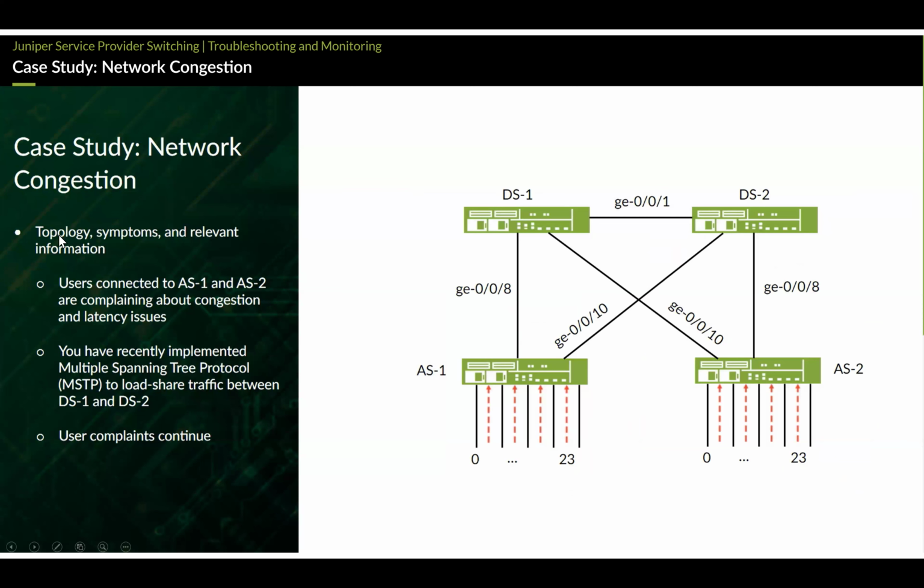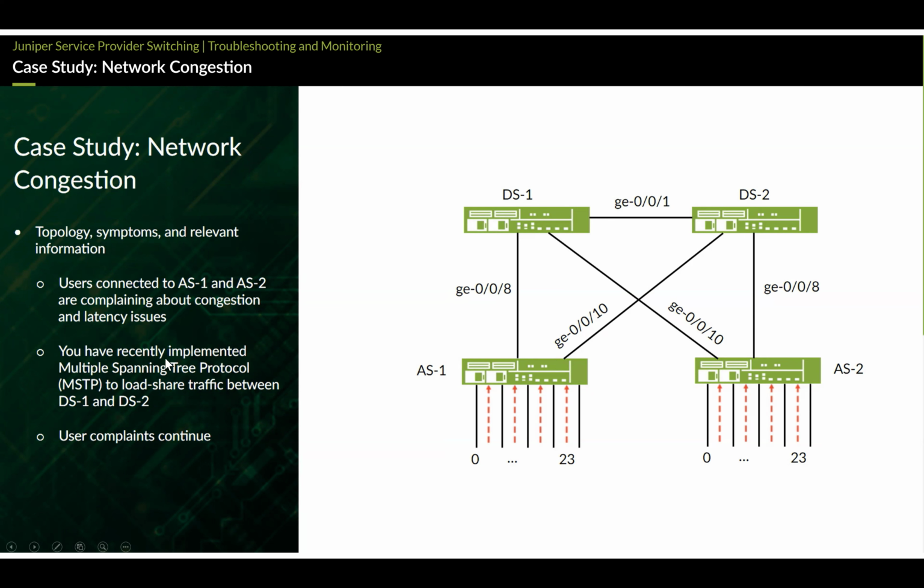So this is the problem. Topology, symptoms and relevant information. Users connected to access switch 1 and access switch 2 are complaining about congestion and latency issues. They are getting problems, they are getting congestion, packet loss and latency issues.